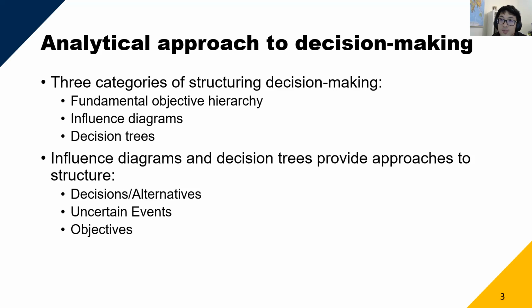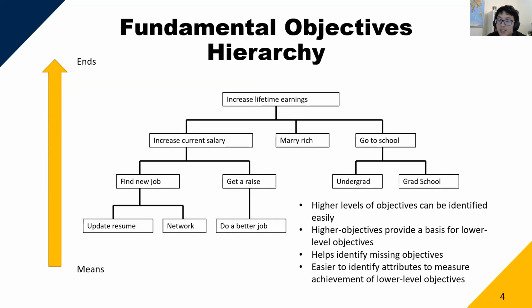But I think the best way to start out in thinking about how you build structures for both of these models is to look at this first one, which is a fundamental objective hierarchy. So this starting example, let's just look at the example first and then we can talk about the structure of this. So if your objective is to make as much money as possible, we can think about different ways to achieve that. You can, for example, increase your current salary. Okay, how would I go about doing that? I could either find a new job or get a raise.